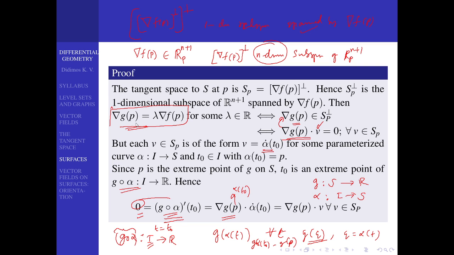Whenever del Gp dot V equal to 0, we can get del Gp is equal to lambda times del Fp. Del Gp is a multiple of del Fp. So this shows that whenever G attains an extreme value at P, the gradient del Gp is a lambda multiple of del Fp. This is the idea. So now we have some remarks.